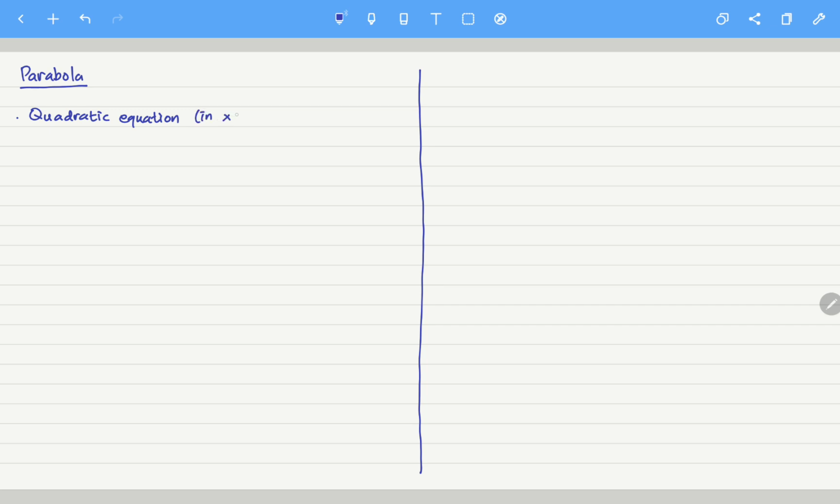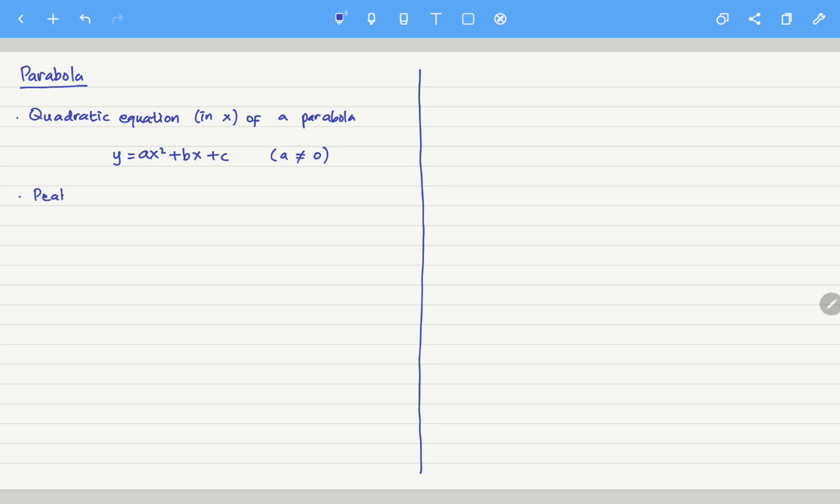Let me write in x for the variable of the parabola. Let's define it like this: y equals ax squared plus bx plus c, where a is not equal to 0.